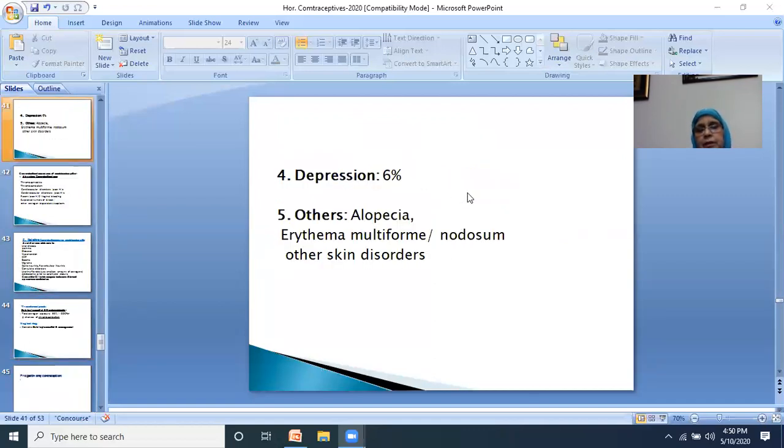Then 6% of the females taking these combination contraceptives may develop severe depression, and then we must discontinue. Then other adverse effects are alopecia, that is loss of hair, erythema multiforme or erythema nodosum, and other skin disorders.